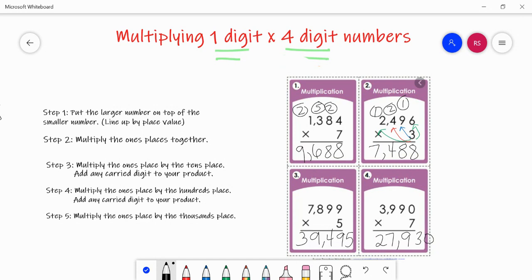Okay. So making sure that we're following the steps, we're adding any carry digit, putting our digits in the correct place value, that'll help us succeed in multiplying 1-digit by 4-digit numbers.